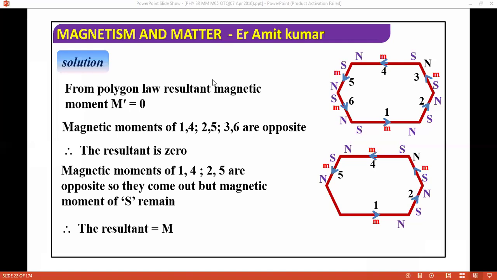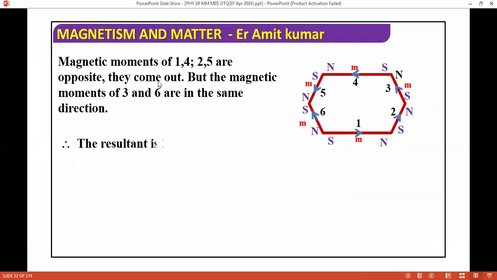So if you understood the concepts, we are moving ahead to the next problem. Like this, you can see M plus M will add. The magnetic moments of 1, 4 and 2, 5 are opposite, so they cancel out, but the magnetic moments of 3 and 6 are in the same direction. If you see the direction of 3 and 6, why is the direction the same?